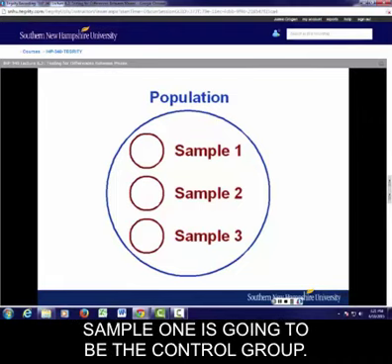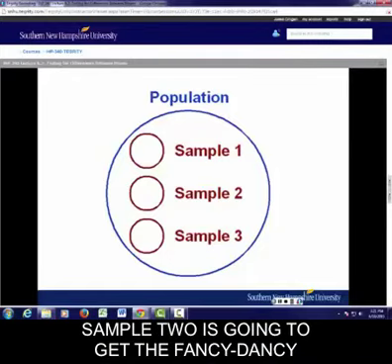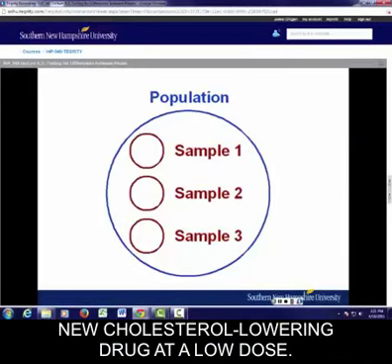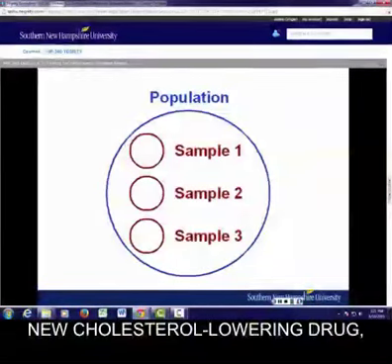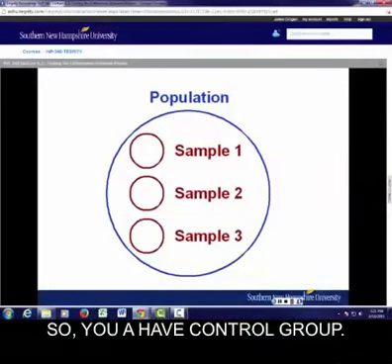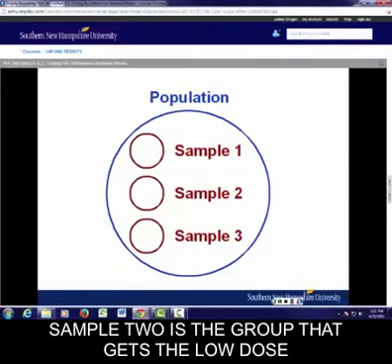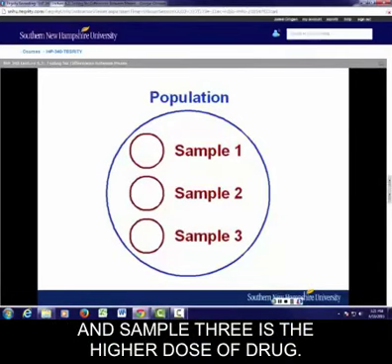Sample 1 is going to be the control group. Sample 2 is going to get the fancy-dancy new cholesterol-lowering drug at a low dose. And sample 3 is going to get the fancy-dancy new cholesterol-lowering drug, except it's going to be at a high dose. So you have control group, they get a sugar pill or some kind of placebo. Sample 2 is the group that gets the low dose of cholesterol drug, and sample 3 is the higher dose of drug.